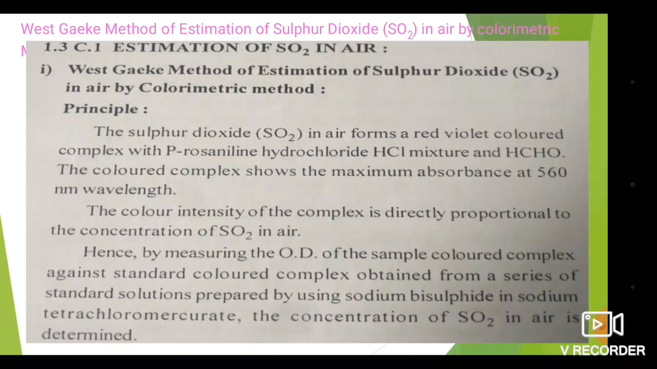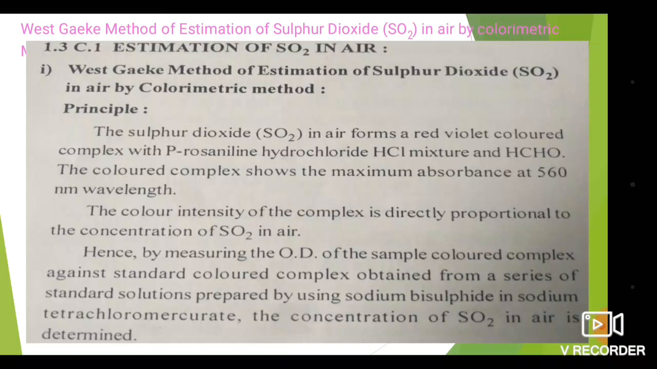So next is the determination of sulphur dioxide, that is SO2 in air by colorimetric method. So this is the simple West-Gaeke method used for the estimation of SO2 in air. The West-Gaeke method of estimation of sulfur dioxide SO2 in air by colorimetric method.